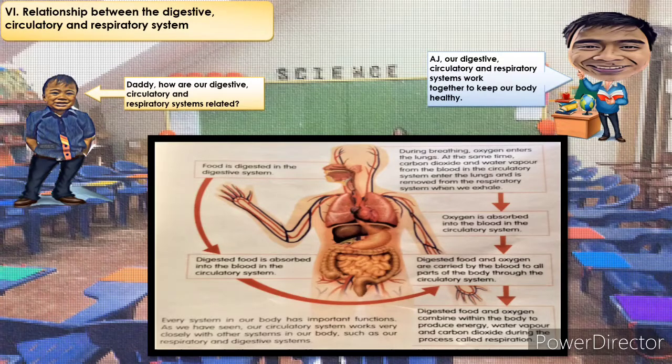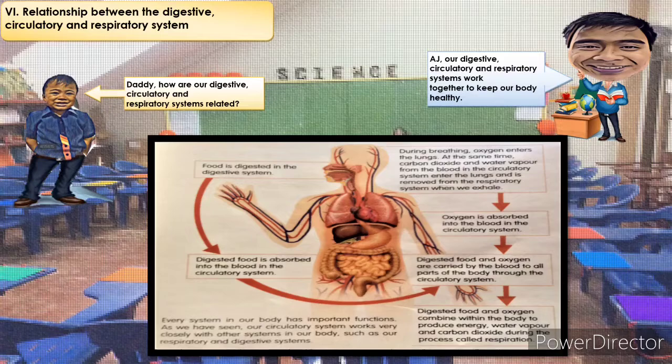Food is digested in the digestive system. Digested food is absorbed into the blood in the circulatory system. And now both digested food and oxygen are carried by the blood to all parts of the body through the circulatory system. Digested food and oxygen combine within the body to produce energy, water vapor, and carbon dioxide during the process called respiration. Every system in our body has important functions.